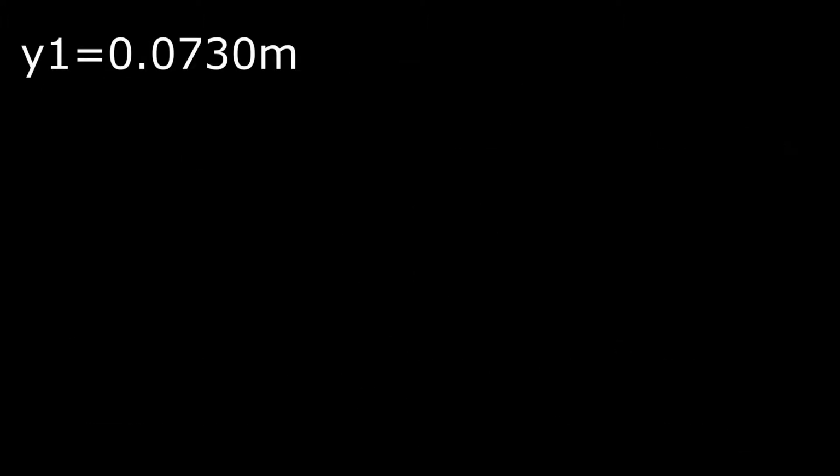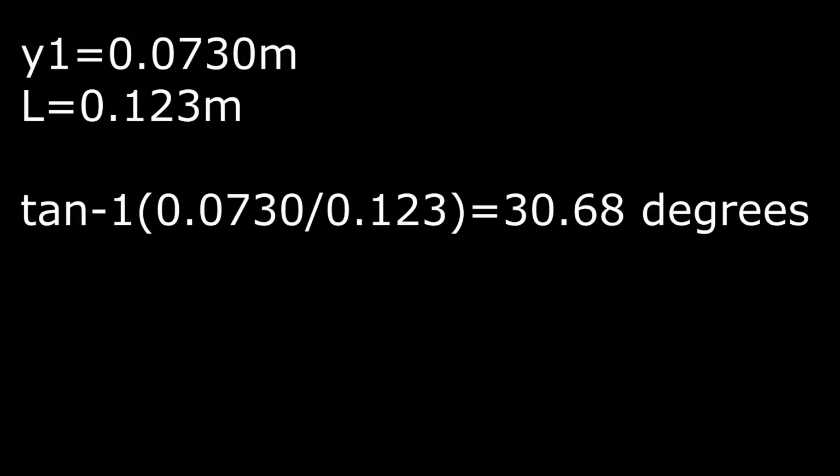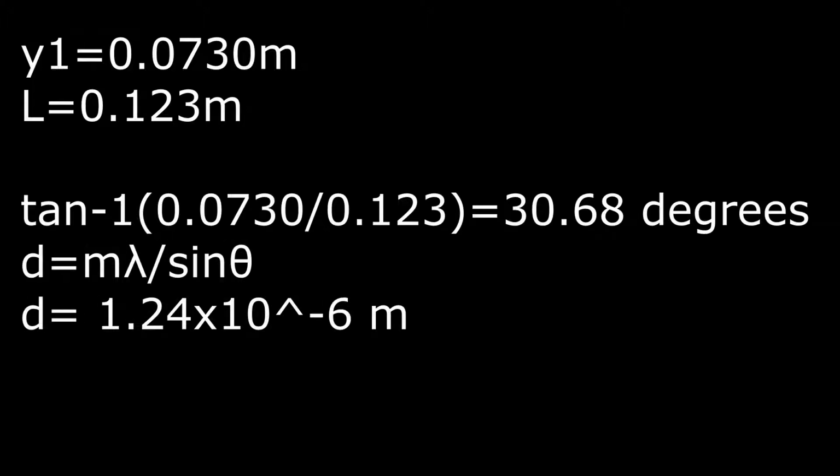And for the last experiment that we did with the CD, we did the line spacing first. So our measurements, after reading them, we got y1 to be 0.073 meters, and that was for m is equal to 1, of course. And for L, we measured it to be about 0.0123 meters. We then plugged that into the tan inverse equation again. We got a theta of 30.68 degrees. And we could plug that into the d is equal to m lambda over sine theta equation, and we got 1.24 times 10 to the minus 6 meters for line spacing.